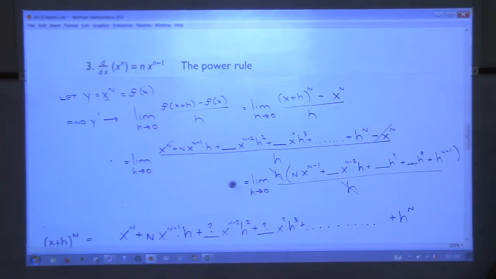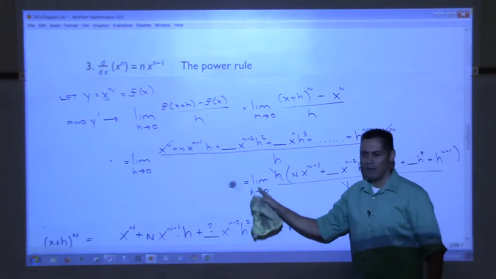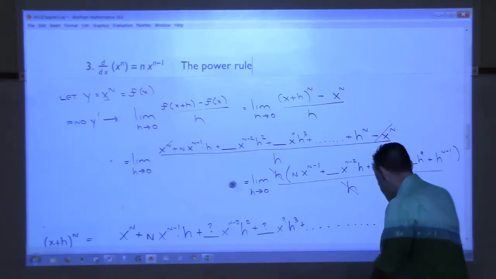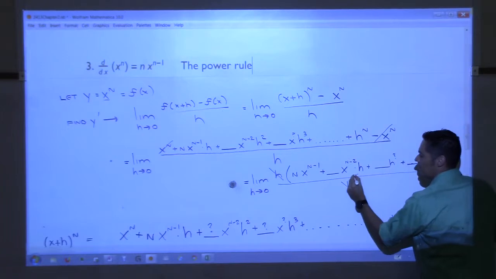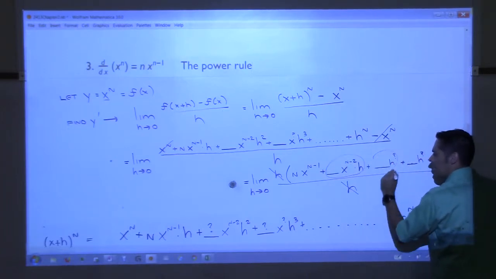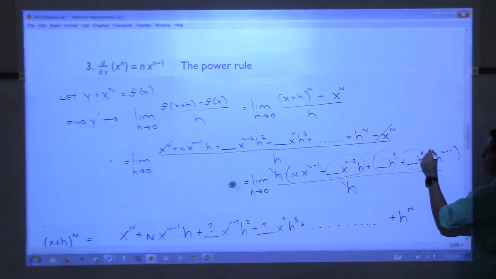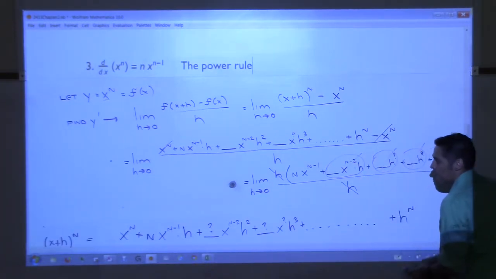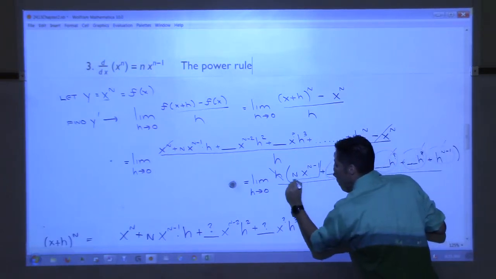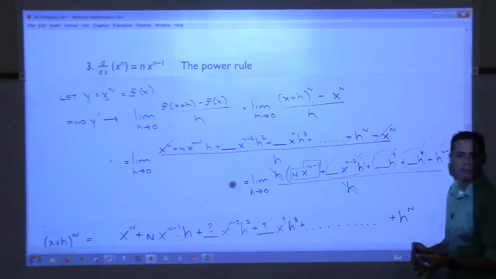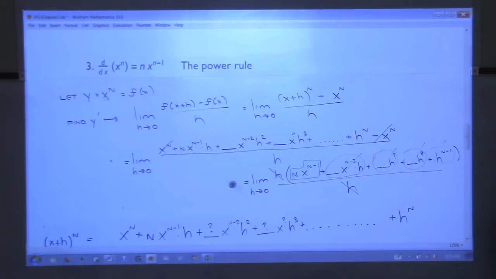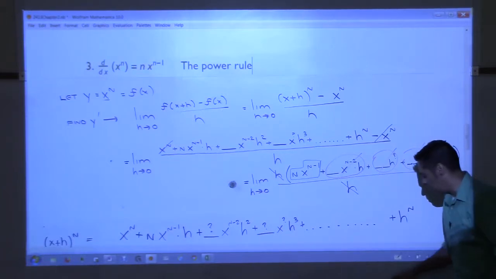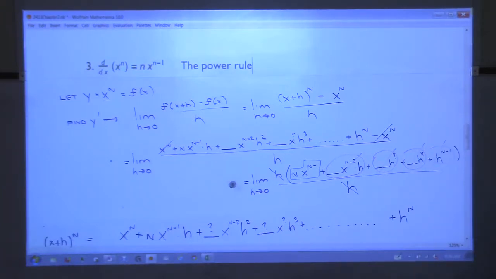Now, let h go to 0. Take the limit, let h go to 0, and the fact that this has an h in it, and this has an h in it, and this has an h in it, everything down here has an h in it, these all go away. And the only thing you're left with is that first little piece right there, which is the power rule. That's pretty neat, huh? That's how you prove the power rule.